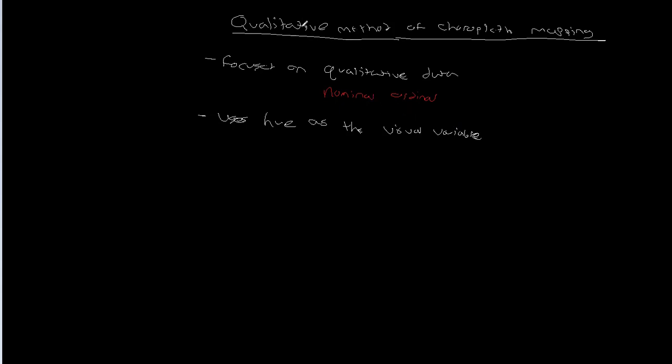So there are really 2 types of qualitative Choropleth maps. There's classed and there's unclassed. I'm going to go through an example of each of these.